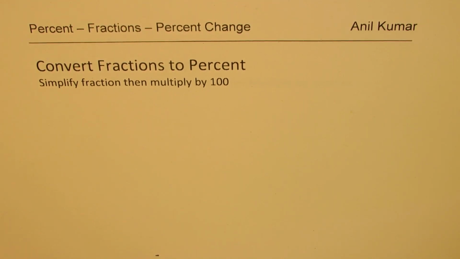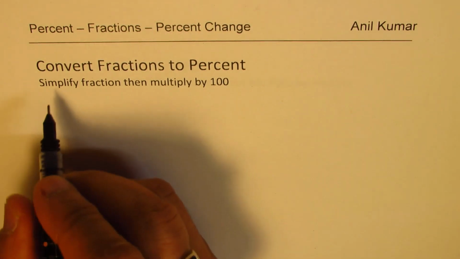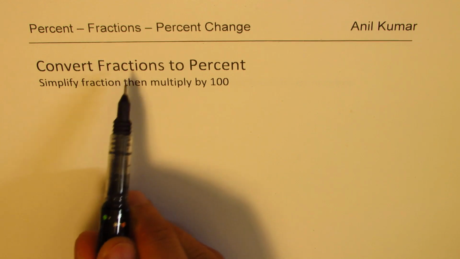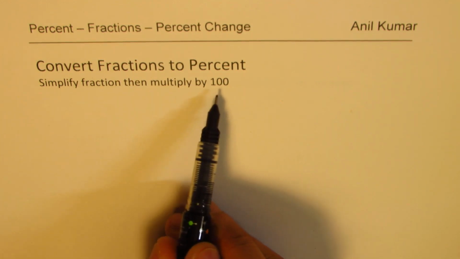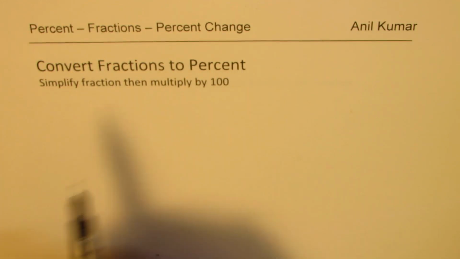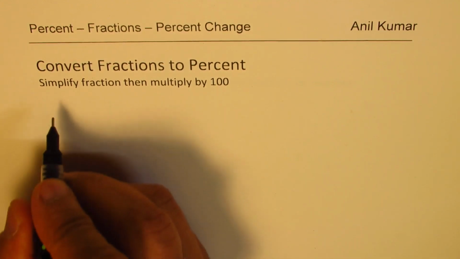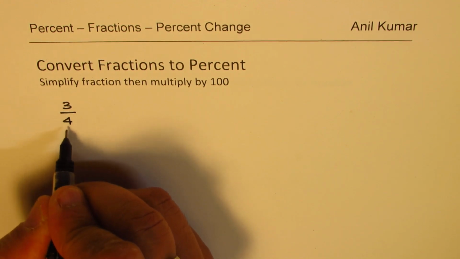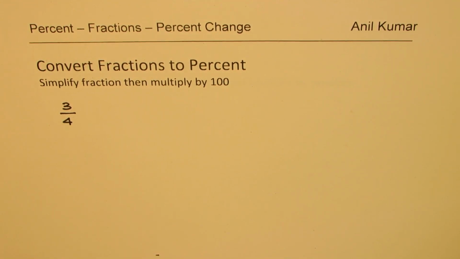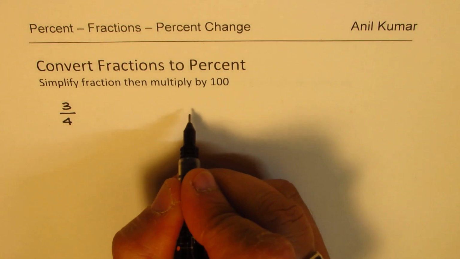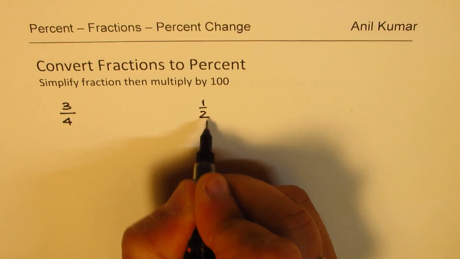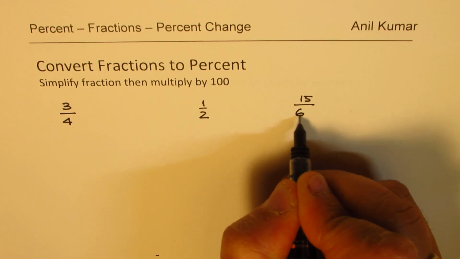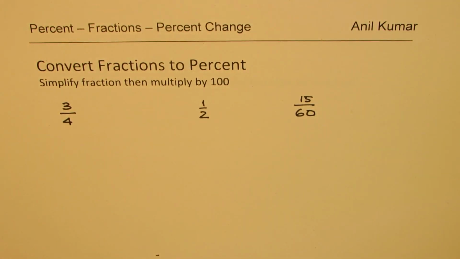So as we took last time, a few simple examples. We'll begin with very simple stuff here. So we say we need to simplify a fraction and then multiply by 100 to convert a fraction to percent, right? That is the key. So if I write a number, I'm writing numbers already in simplified form, like 3 over 4, right? It cannot be simplified further. Well, we will take numbers like half. We can take numbers like 15 over 60, right? So let's begin with these numbers.